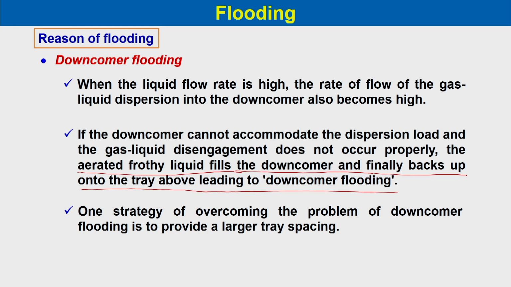One strategy of overcoming the problem of downcomer flooding is to provide a larger tray spacing. If we increase the tray spacing, that will probably eliminate the downcomer flooding.